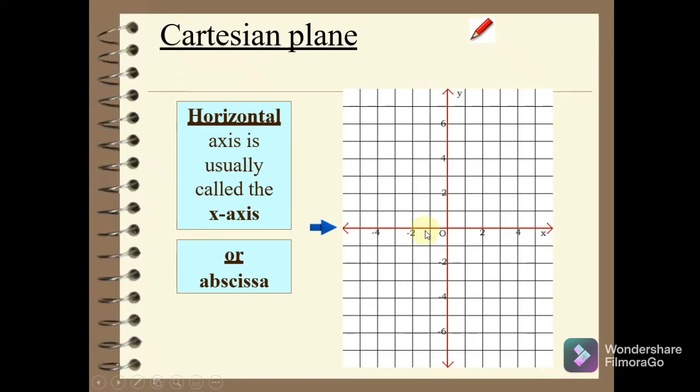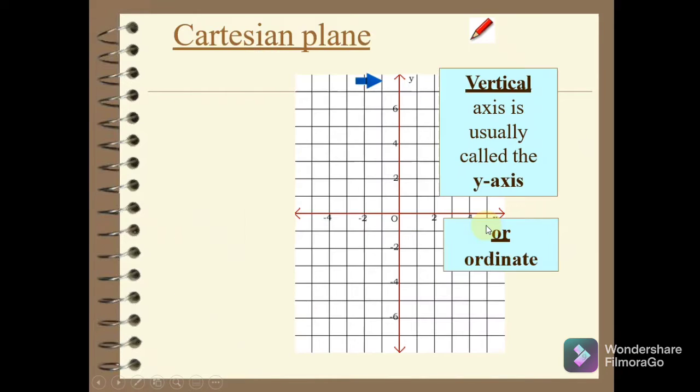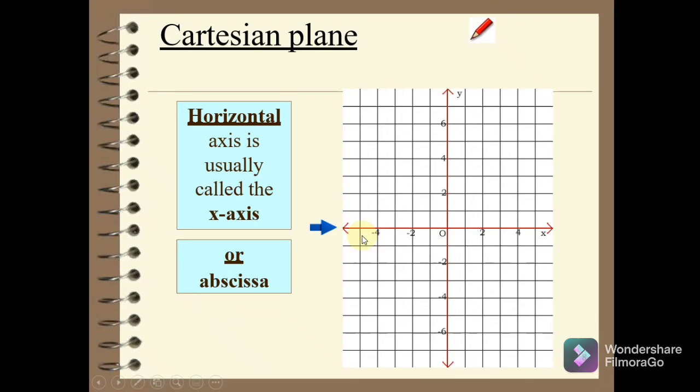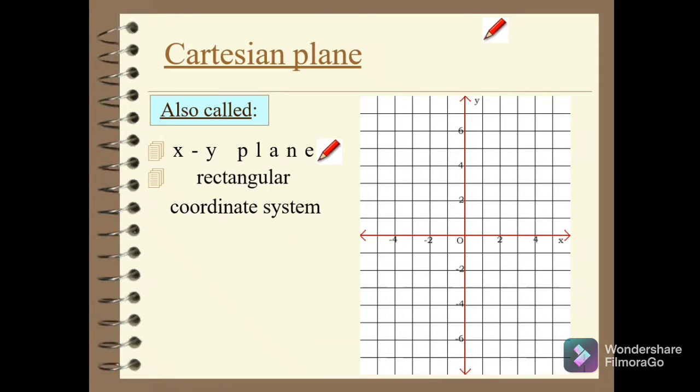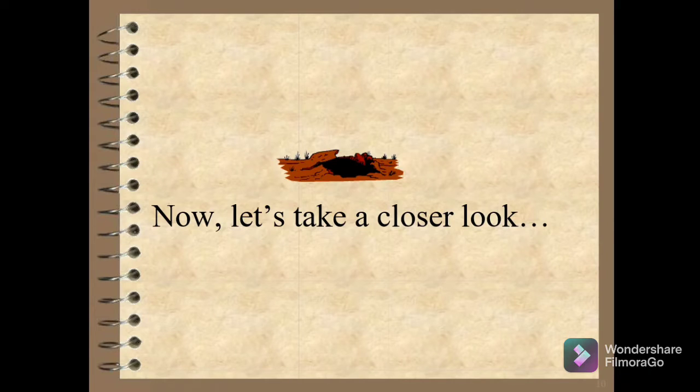The horizontal axis is usually called the x-axis. So this is what we call the x-axis or abscissa. The vertical axis is usually called the y-axis or ordinate. So remember, this is what we call the vertical axis or y-axis or ordinate, and this is our x or our abscissa. The Cartesian plane is also called an XY plane. It is also called a rectangular coordinate system.